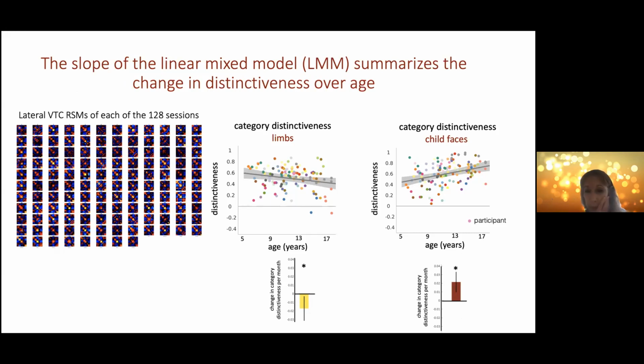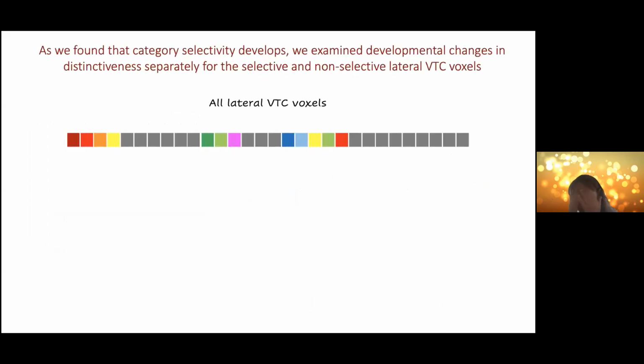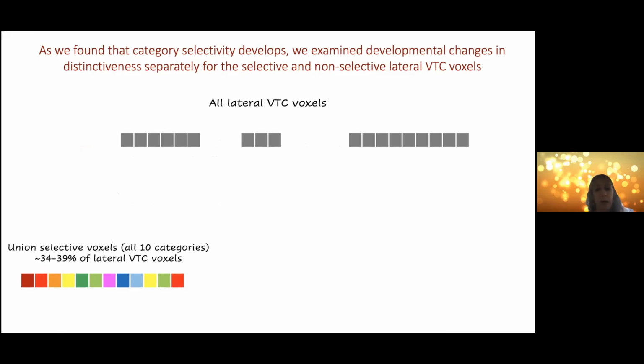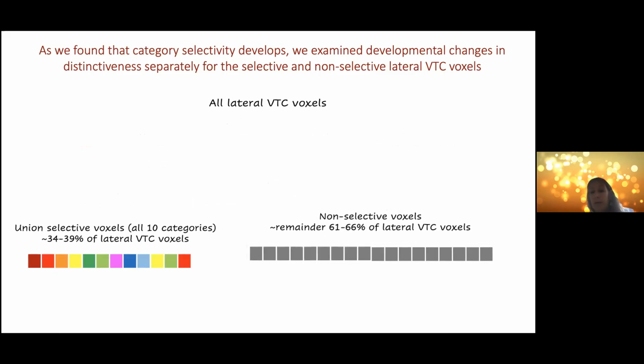Okay, so this is when we look at the overall patterns, but lateral VTC has a lot of voxels, and we're curious to see which voxels contribute to this development. So we separated the VTC into two kinds of voxels. One kind were voxels that were selective to any of the 10 categories. We call them the union of the selective voxels, and this constitutes about 35% of the lateral VTC voxels. The remaining majority are voxels that respond to these stimuli but don't show preference to any of these 10 categories.